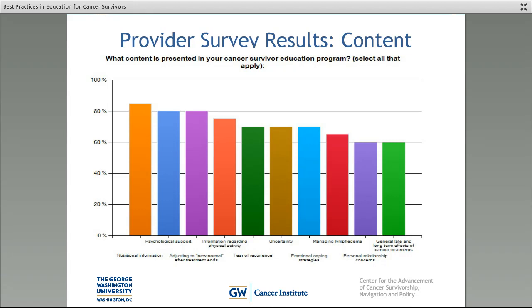As you can see, the programs included a variety of topics. Nutritional information was the most common, followed by psychological support, adjusting to the new normal after treatment, physical activity, fear of recurrence, uncertainty, strategies for emotional coping, etc. As you can see, many programs address multiple topics. Topics that were not as common to address that we asked about included goal setting and survivor skills.